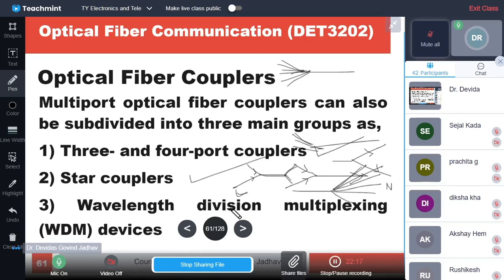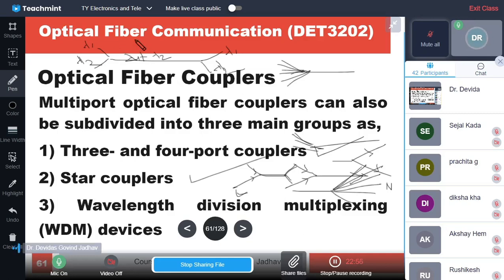Similarly, there is wavelength division multiplexing, where a single fiber can be connected with lambda 1 added with lambda 2. So 2 wavelengths can simultaneously propagate, lambda 1 plus lambda 2, in the single fiber, and again they can be separated as lambda 1 and lambda 2. They can be connected to the appropriate receiver, where the receiver for lambda 1 will receive lambda 1, and the receiver for lambda 2 will receive lambda 2.